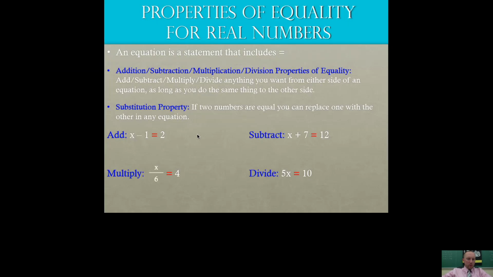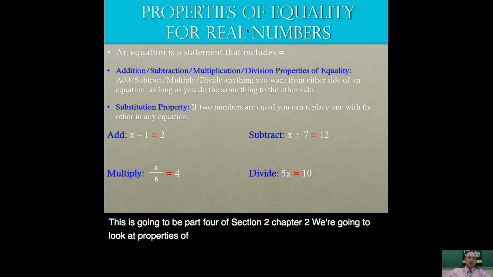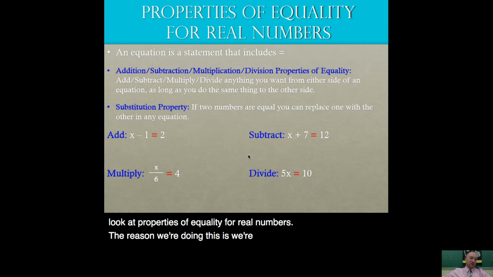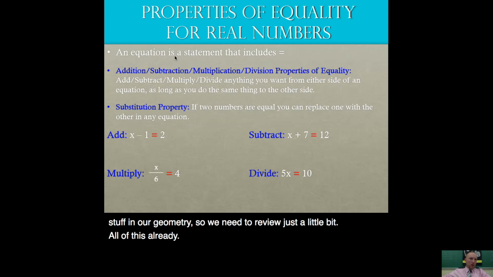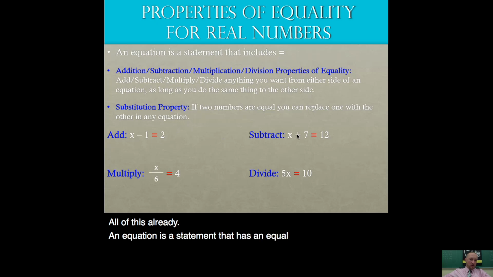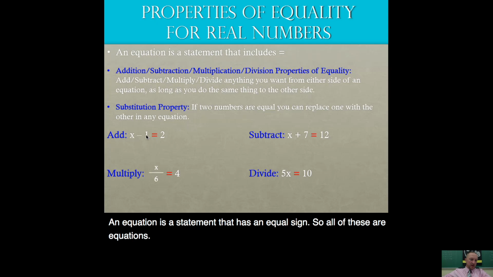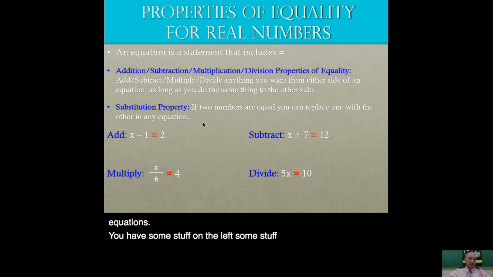This is going to be part 4 of section 2, chapter 2. We're going to look at properties of equality for real numbers. The reason we're doing this is we're going to start using this type of stuff in our geometry, so we need to review just a little bit. You know all of this already. An equation is a statement that has an equal sign. So all of these are equations. You have some stuff on the left, some stuff on the right, equal sign.